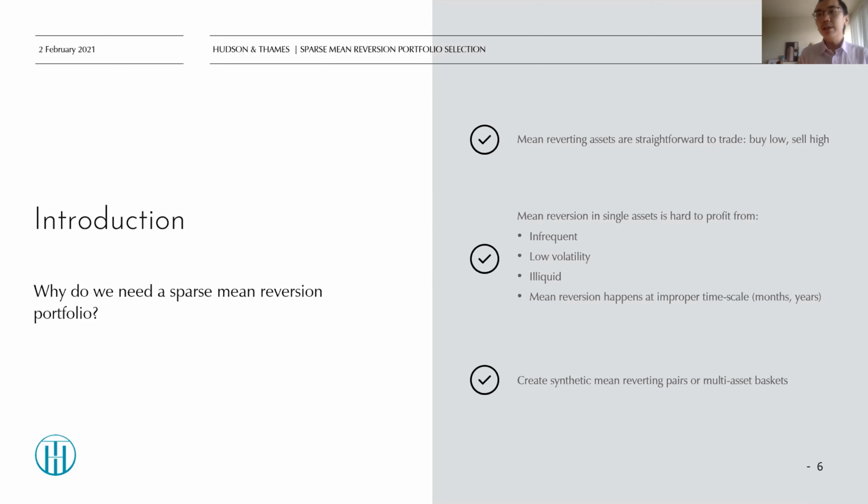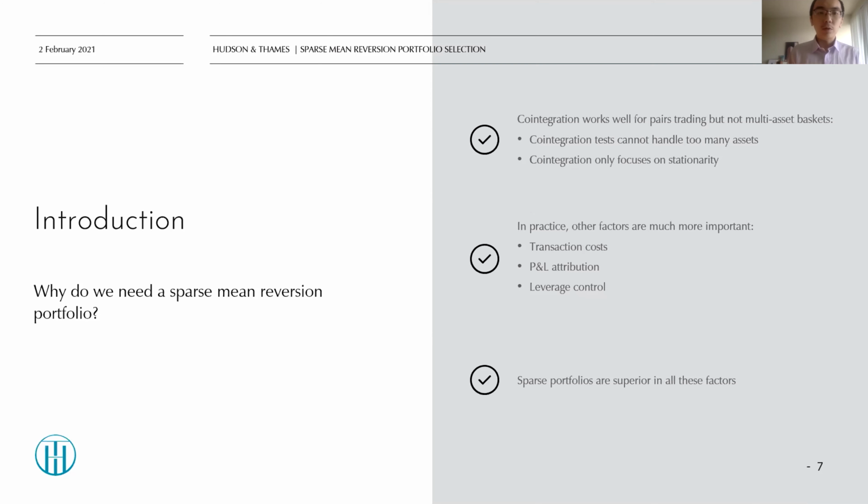And finally, to mitigate these drawbacks, usually people will trade more than one asset. They will either create mean reverting pairs, or they create multi-asset baskets, so they're trading more than three assets. So previously I talked about co-integration. Co-integration works pretty well for pairs trading, but not for multi-asset baskets.